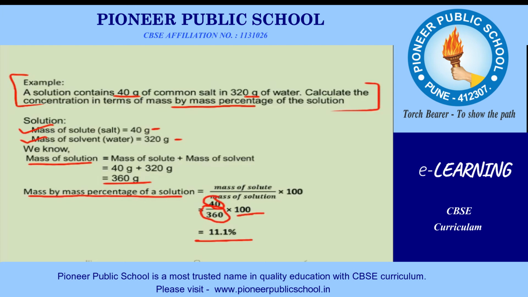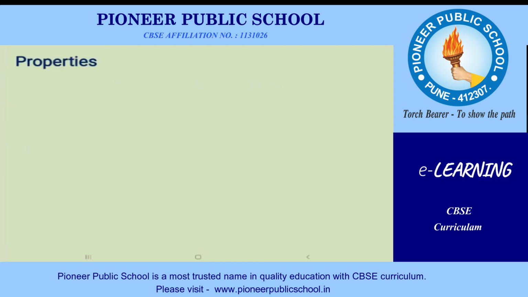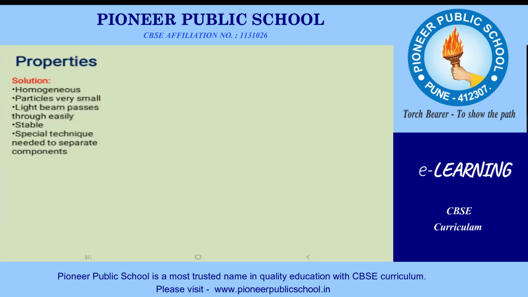Now we will move ahead towards our next point, that is properties of mixtures. Dear students, first of all we will study solutions, and we already know that homogeneous mixtures, that is uniformly mixed mixtures, are called solutions. In this, as the solute completely dissolves in the solvent, the particles are very small, and when a beam of light passes through this solution, it passes very easily.